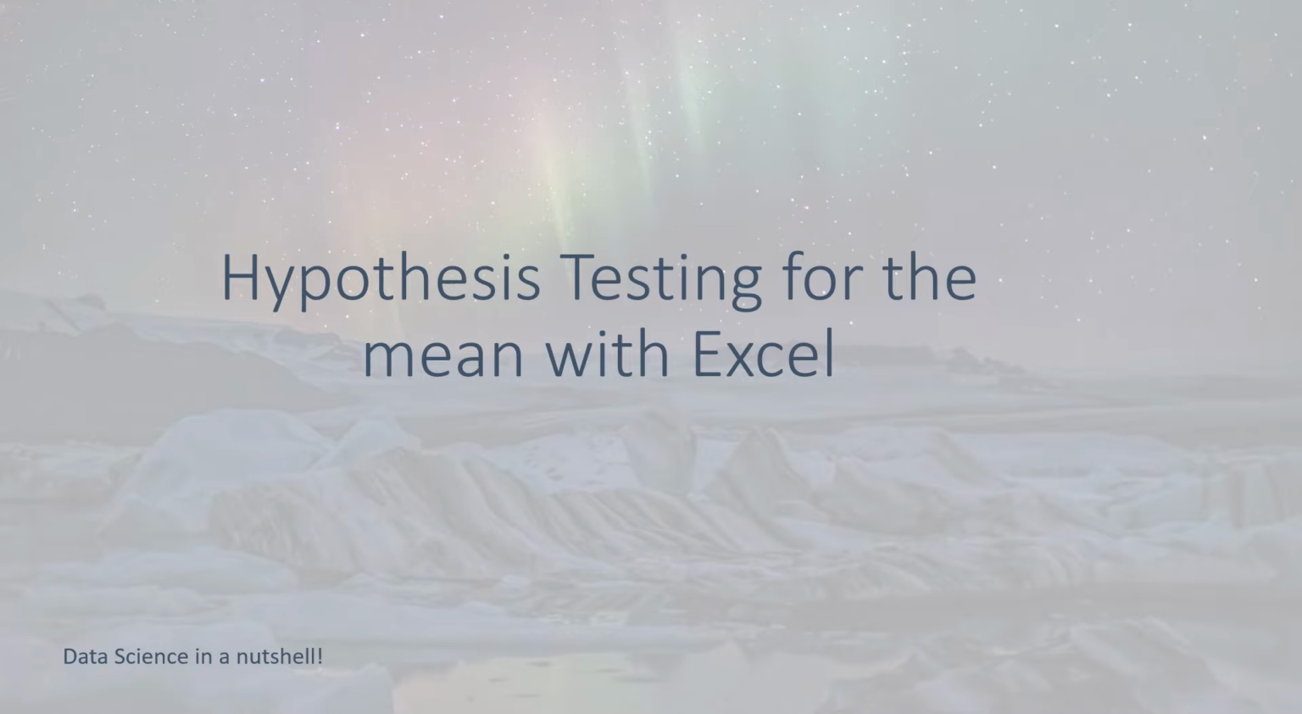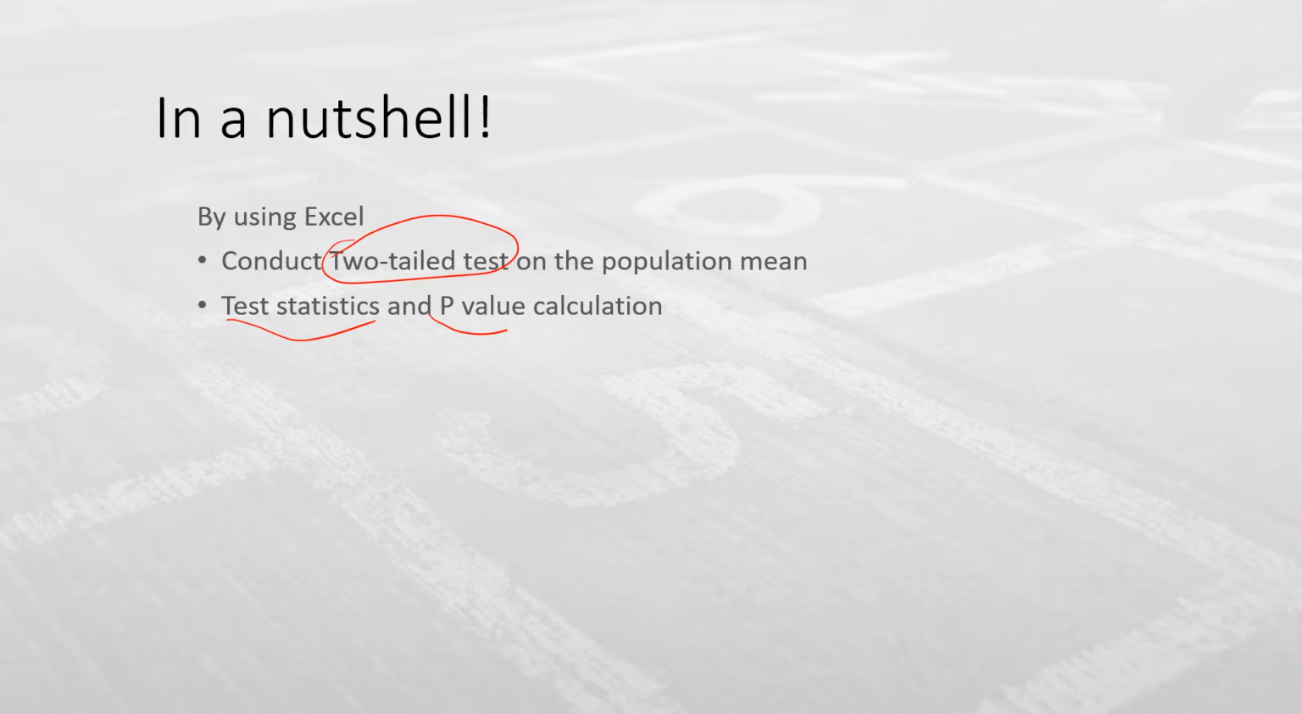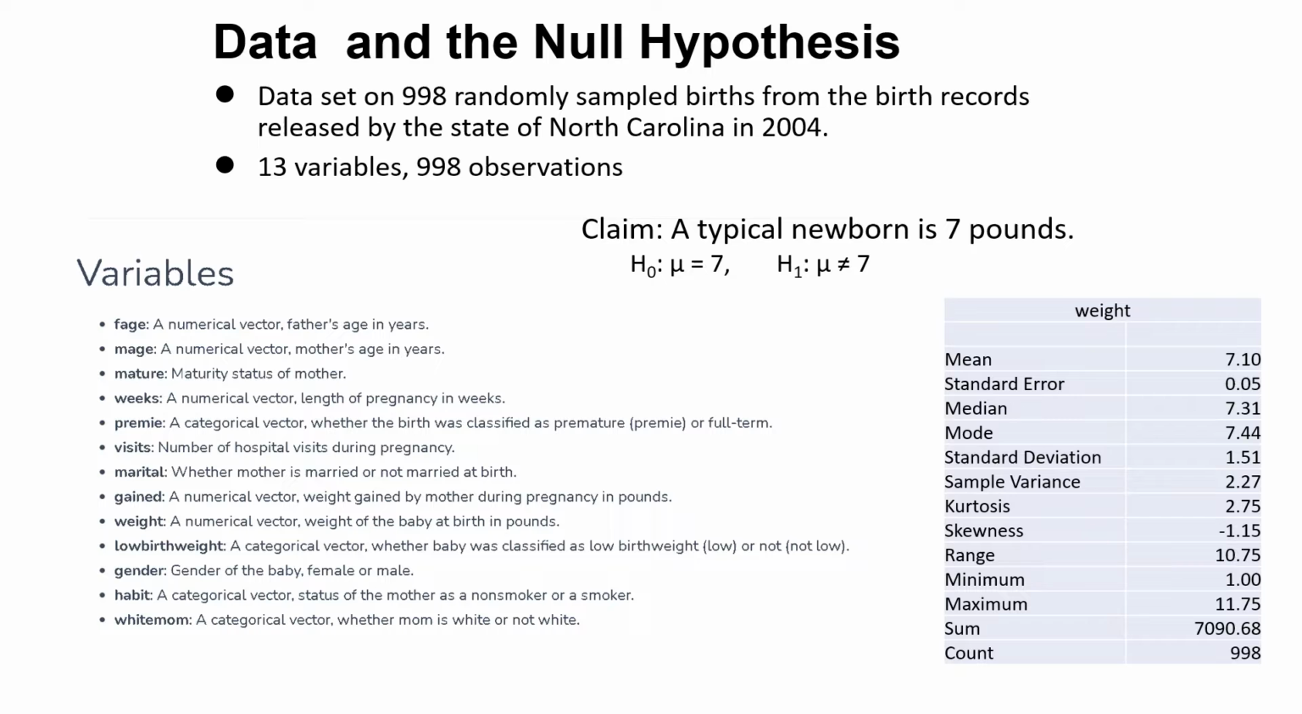Hello everyone. In this short video, we will use Excel to conduct a proper hypothesis testing for the mean. Let's get started. In a nutshell, by using Excel, we will conduct a two-tailed test on the population mean. We will calculate the test statistics and the p-value, and based on the significance level, we make a decision on the null hypothesis. We will work with North Carolina 2004 birth data.